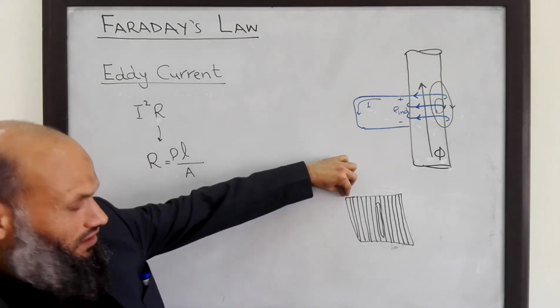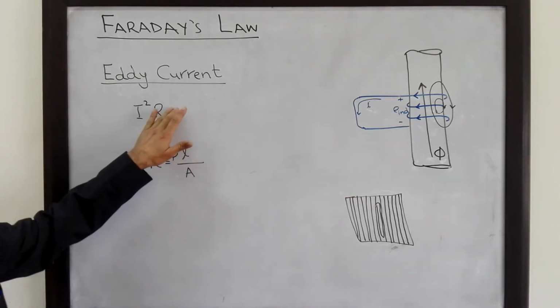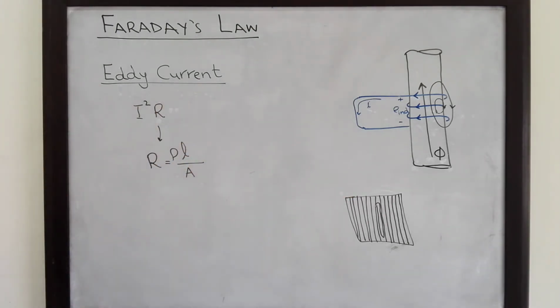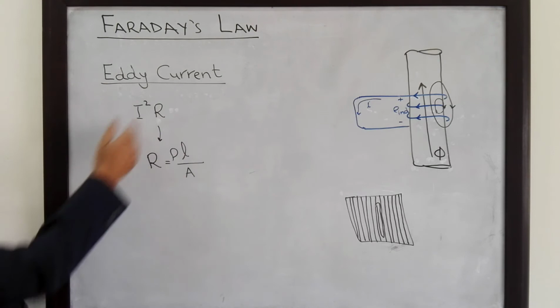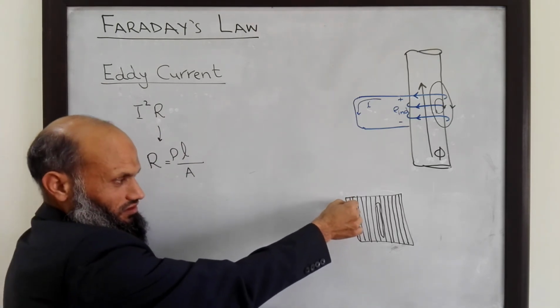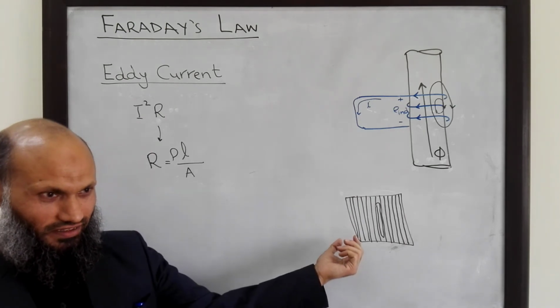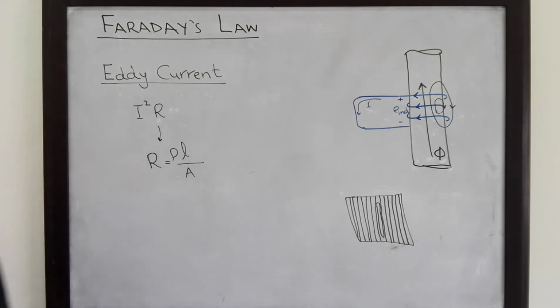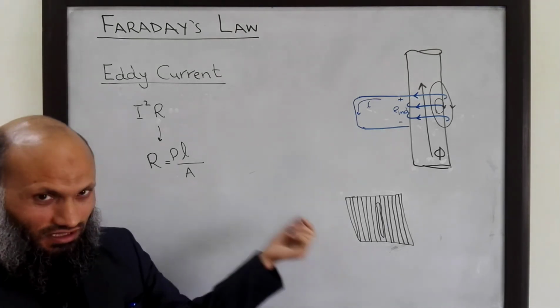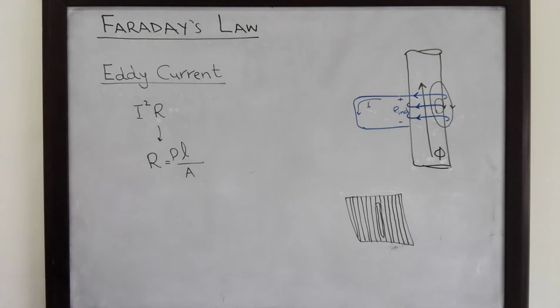and thinner are the strips, smaller will be the losses. So to minimize the losses, these strips should be as thin as possible. However, this will increase the engineering cost, and hence there is always a compromise between the cost and the energy losses due to eddy currents.